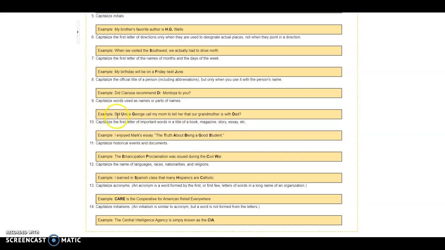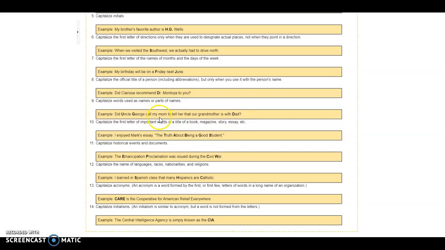So for example, if we look at the example here, did Uncle George call my mom to tell her that our grandmother is with Dad? So you're not capitalizing mom here, but you are capitalizing Dad. Now you might ask why. Well, it's because Dad is being used as a name. That is what the person who wrote this sentence calls their dad.